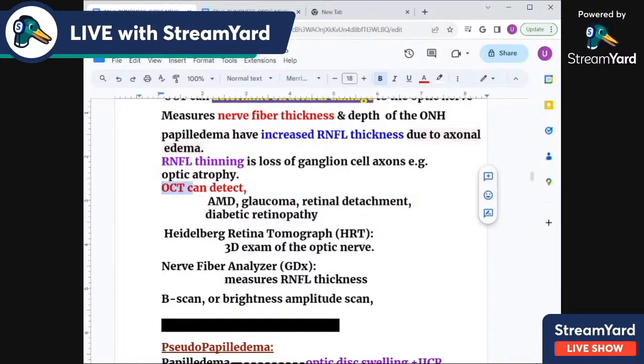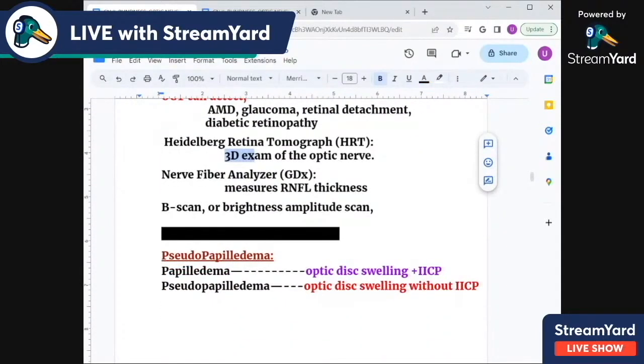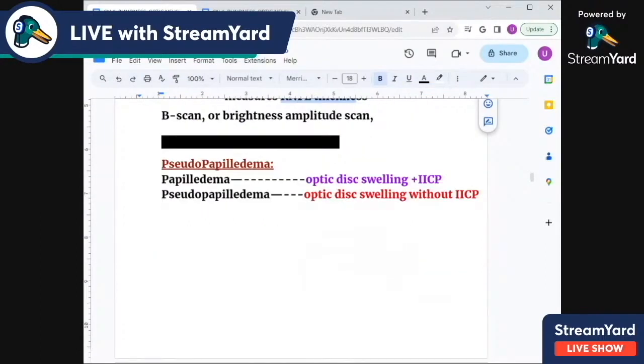Then there is the Heidelberg retinal tomography for 3D. The nerve fiber analyzer also measures retinal nerve fiber layer thickness. Now we have to compare papilledema with pseudopapilledema and pseudotumor cerebri. So what happens in papilledema? Bilateral optic disc swelling with increased intracranial pressure. But with pseudopapilledema, there is bilateral optic disc swelling without increase in intracranial pressure. Both optic discs are swollen, but the intracranial pressure is normal.